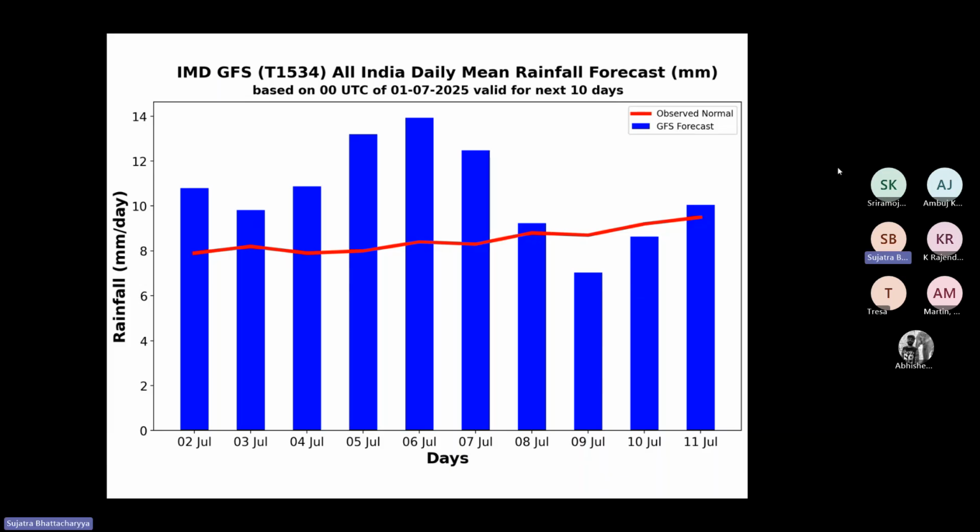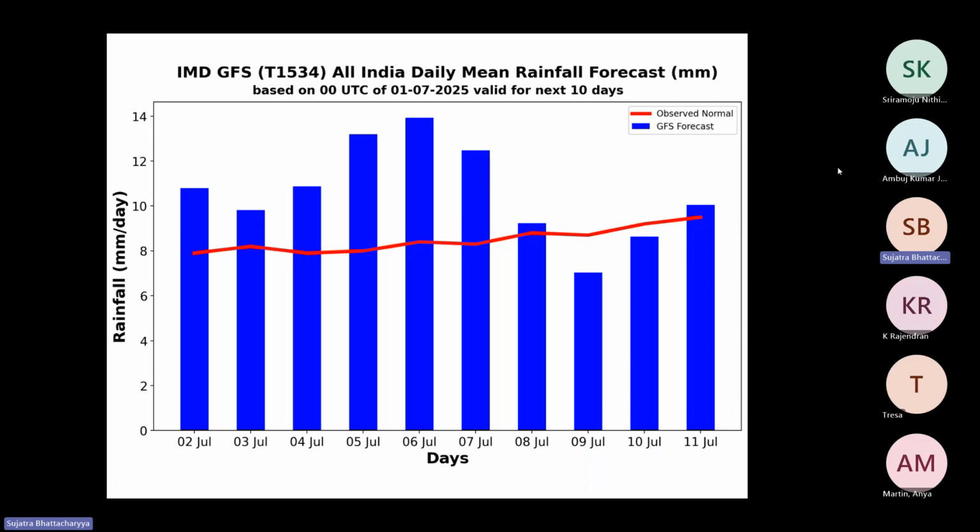Yeah, so it predicts above normal up to coming July 2, for five more days. Then a slight decline in the next few days.